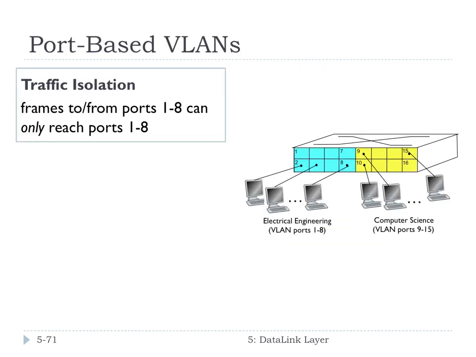I guess an implication from this, a result, is that we can actually isolate traffic. So we can make sure that the traffic that's on the blue switch, the electrical engineering switch, those frames could only reach ports 1 through 8. So this is nice. We've separated the traffic that doesn't probably need to go to each other anyway.